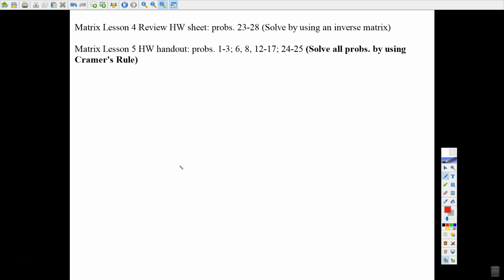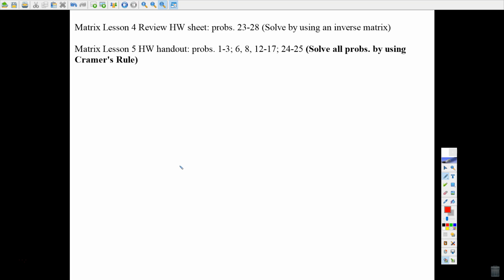So we're going to go back, and this is provided for you on RenWeb. We're only going to do these problems, but you need to solve them by using an inverse matrix, just like the homework you had due today. And then, this is what I want to make sure you understand. Today's lesson will be practiced with this lesson 5 homework handout. So let me just tell you right up front, some of the instructions might say solve this by using an augmented matrix. Well, that's a different method that I'm not going to cover with you.